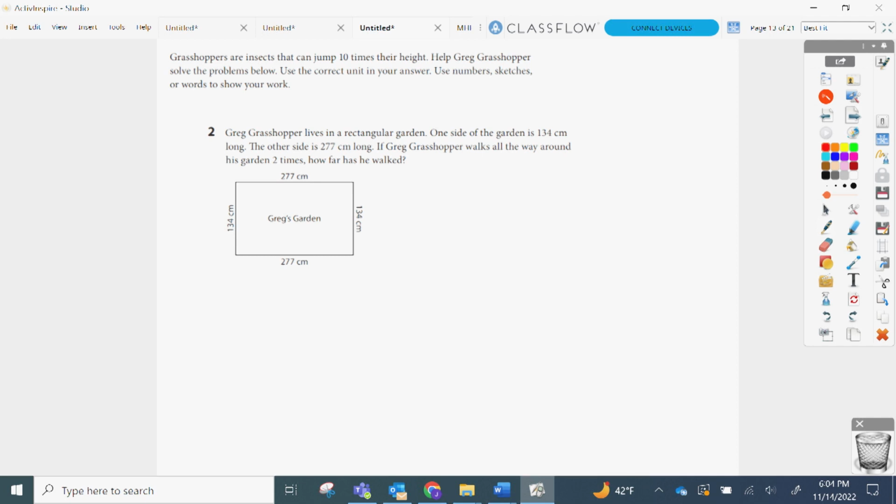One side of the garden is 134 centimeters long. The other side is 277 centimeters long. If Greg Grasshopper walks all the way around his garden 2 times, how far has he walked?